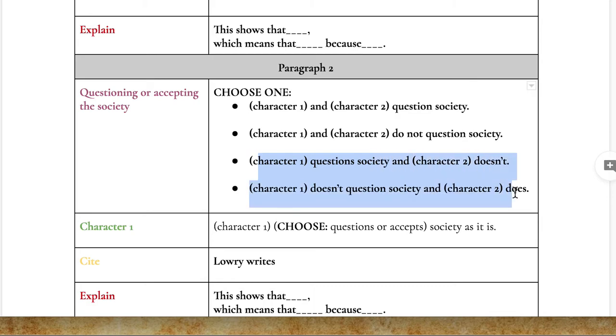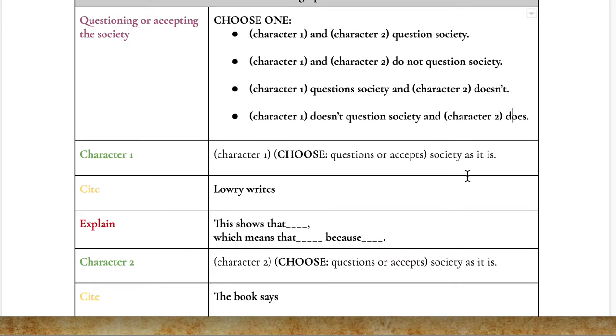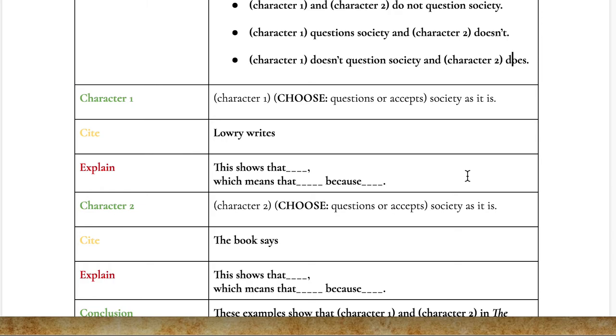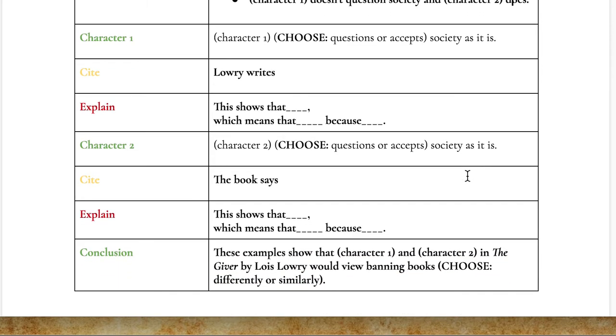So, pick one of these options, put the characters' names in, and make sure that the option you choose actually matches what you're saying. And same deal, you're going to use 2 answer, cite, explain models in full to tie it back to your character.